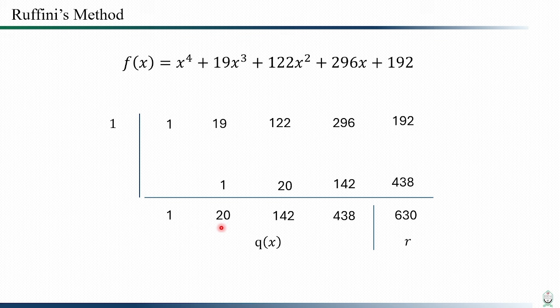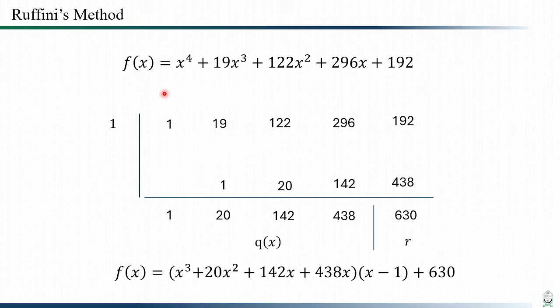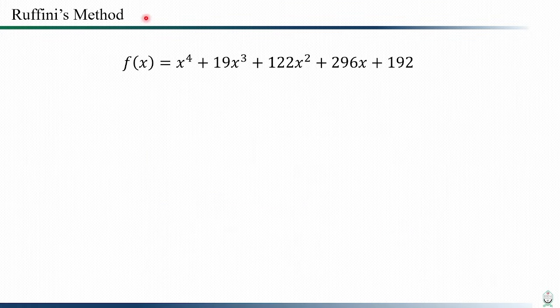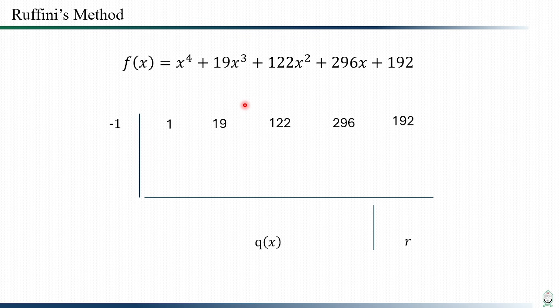So here these are the coefficients of our quotient function, and this is the value of the remainder. Now we have converted this function into q(x) times (x minus 1) plus r. So this is the converted version of our function here. Now let us run the same thing for the value of a as minus 1. That means we are now interested in converting this into f(x) equals q(x) times (x plus 1) plus r. Let's see what happens.